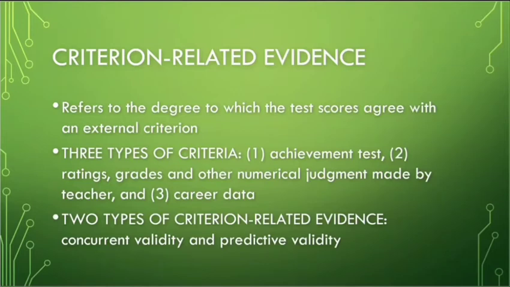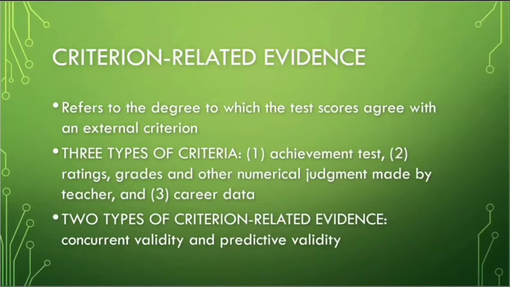Aside from the content-related evidence for validity, we have the criterion-related evidence. This refers to the degree to which the test scores agree with an external criterion. What do we mean by this external criterion? When we say external criterion, we are referring, of course, to the relationship between an assessment and another measure of the same trait. When we say another measure of the same trait, we are talking about another assessment tool.